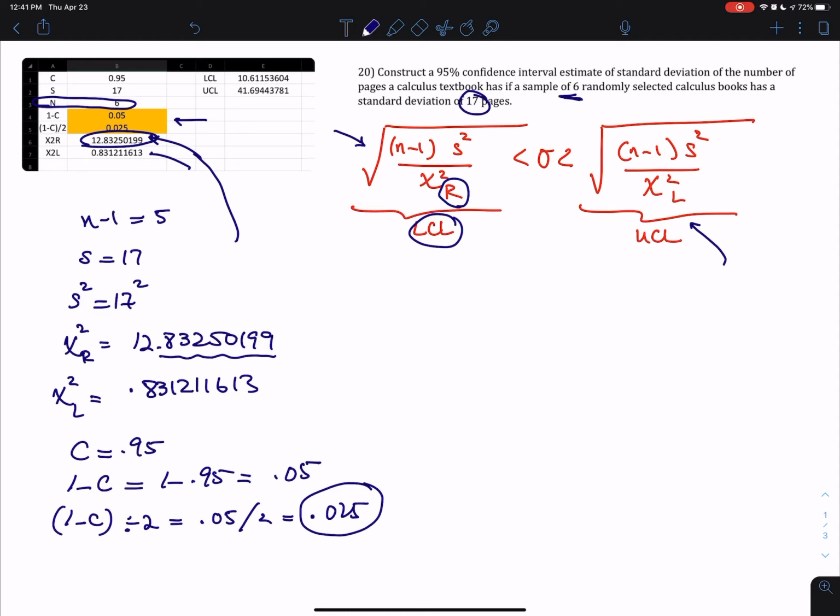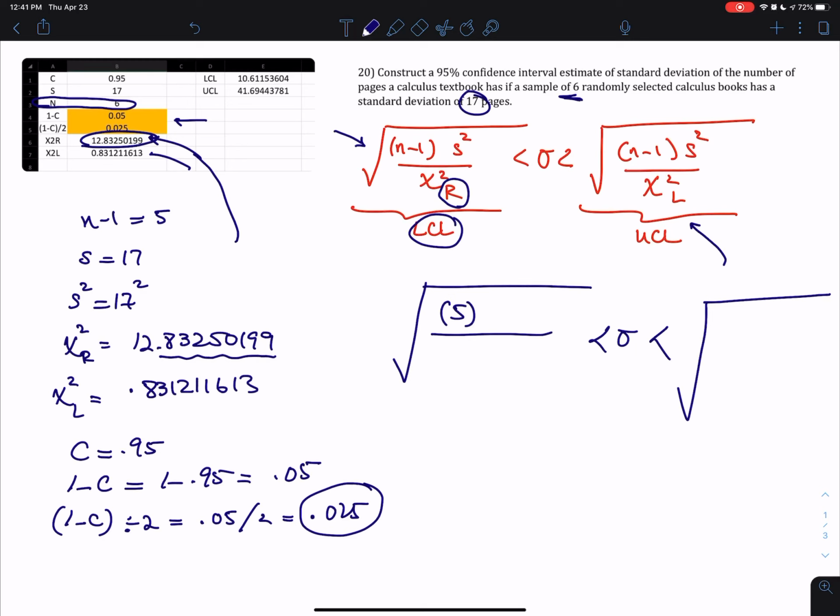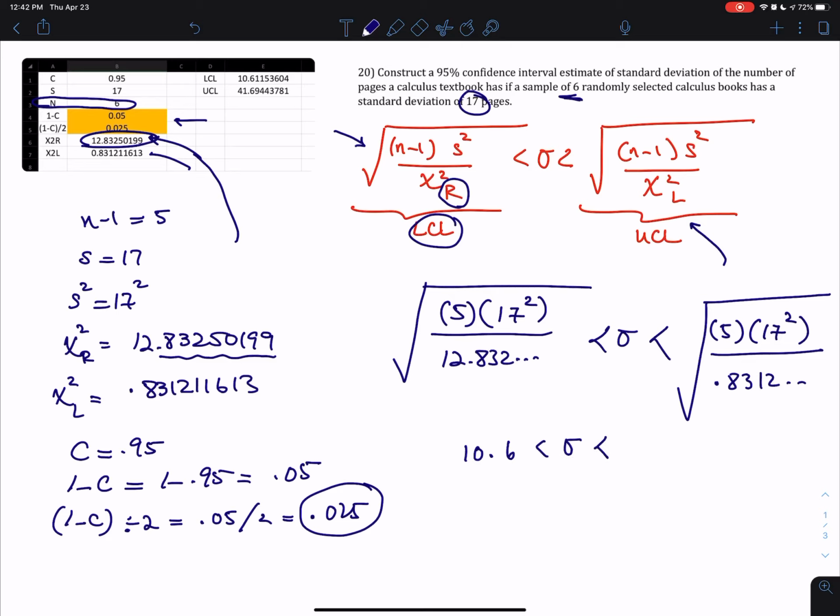Now if I substitute all of this in the formula, I'm only going to do it for one side, actually I can do it for both sides. n minus 1, n is 6, so n minus 1 is 5, times S squared, which is 17 squared, divided by chi-square right, which is 12.832 and so on. And then on the other side, you have again n minus 1, which is 5, times S squared, that part's the same. And then you divide by chi-square left, which is 0.8312. And then the final answer will be 10.6 if I'm looking for one decimal place in the final answer, and 41.